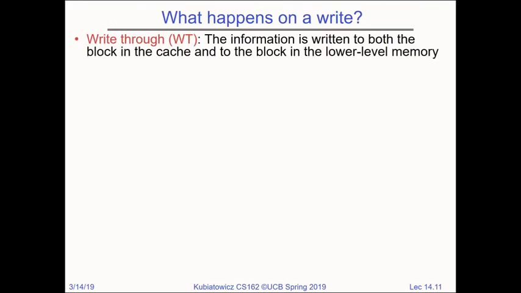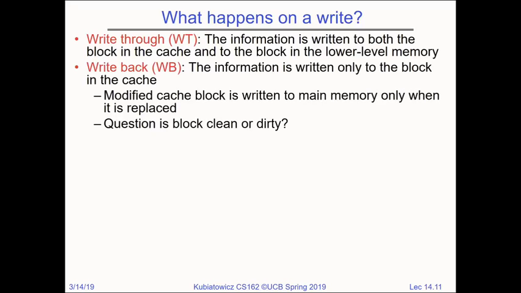Now, what happens on a write? So obviously we can write through. What's that mean? That means that every write goes into the cache and into the underlying DRAM. Or write back, where the data just goes into the cache and later we have to kick it out to the DRAM. Now, which one is faster, what do you mean?